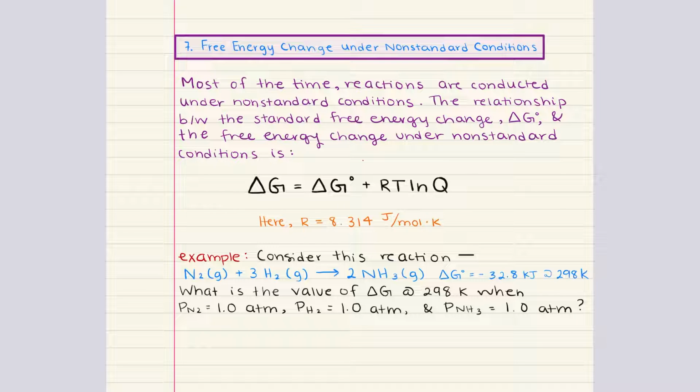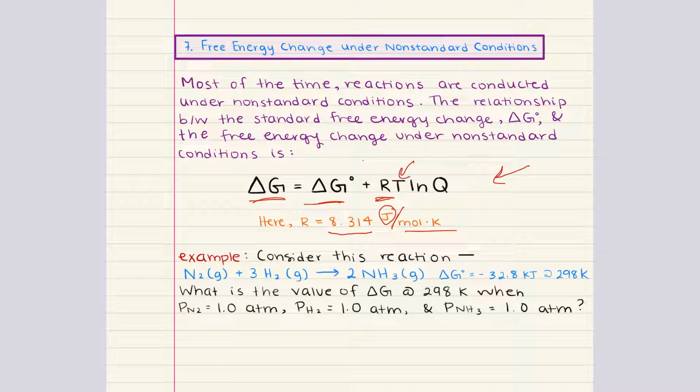To account for this, we use an adjusted form of the Gibbs free energy equation that relates the standard free energy change to the free energy change under these non-standard conditions. The equation connecting these two forms of free energy is given right here. Delta G is the free energy change under non-standard conditions. Delta G naught is the standard free energy change. R is the ideal gas constant, and it is equal to 8.314 joules per mole times Kelvin.